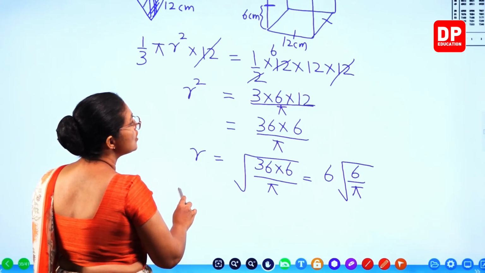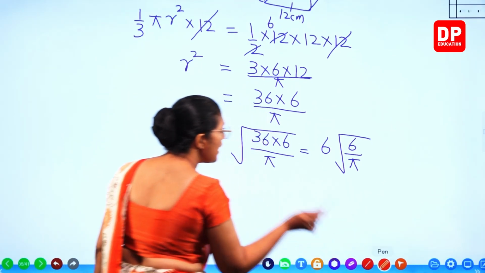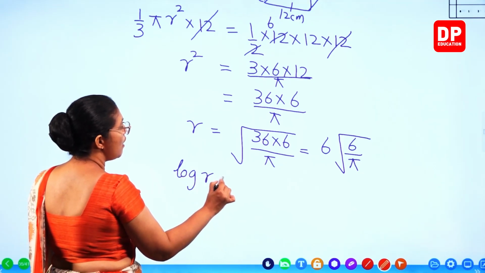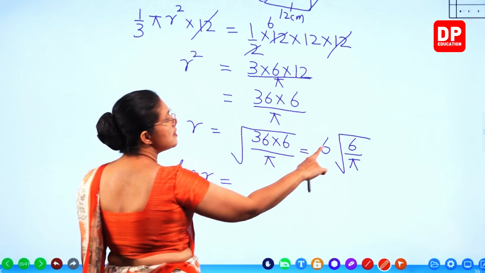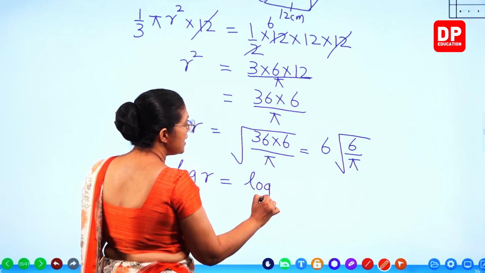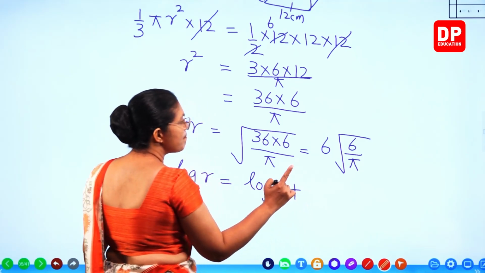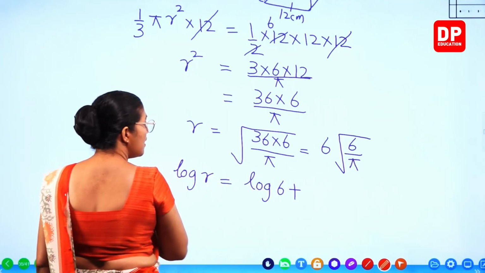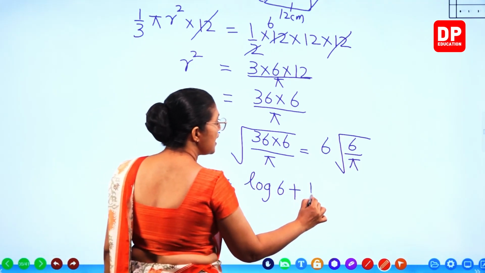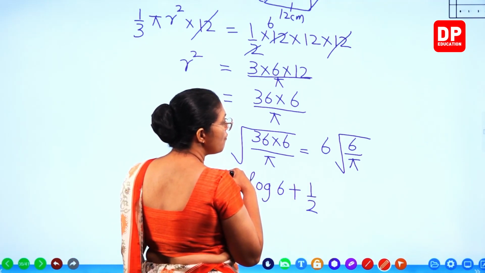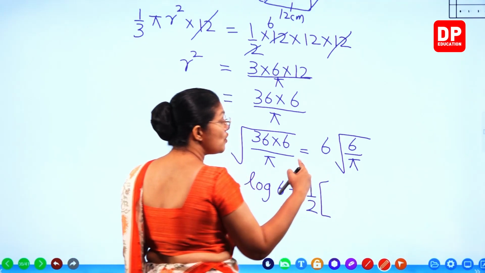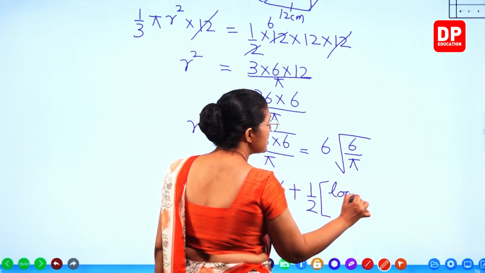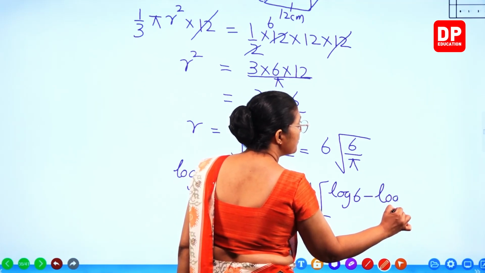So this is the equation. Take log both sides. When you are taking log, what happens? Log r is equal to, this is multiplication. So that means you can add it. Log 6 plus log of this. Now this one power is half. So I can take the power down, half. And this is division. Division becomes subtraction of logarithms. I can write log 6 minus log pi.